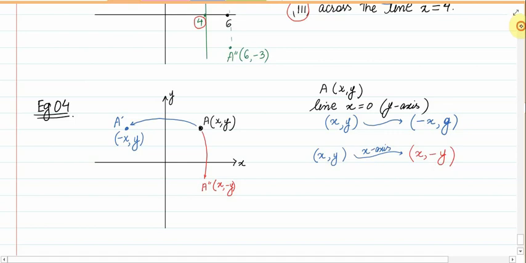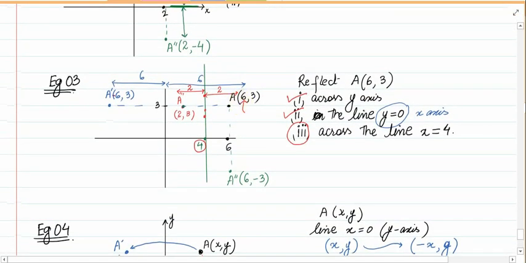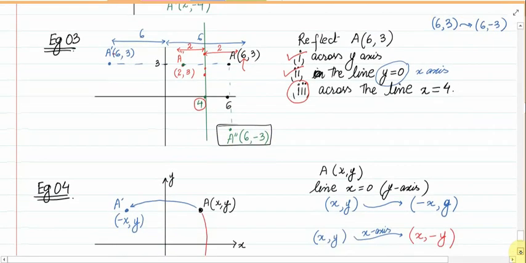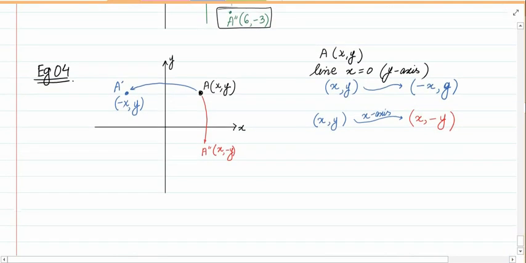Now to check this logic, we are going to attempt the point 6 comma 3. 6 comma 3, when you reflect it across the x-axis, x remains the same but y changes its sign. So 6 comma minus 3, you can compare the answer, right? So these are the two shortcuts, two tips, two tricks that you can use whenever you have a case of reflection across the y-axis or reflection across the x-axis, right?